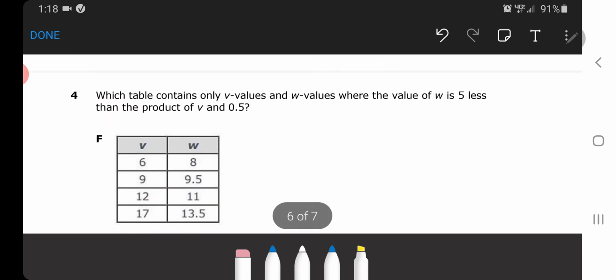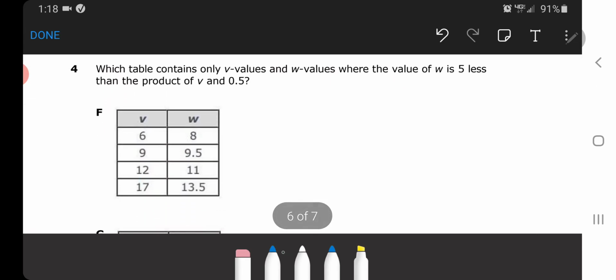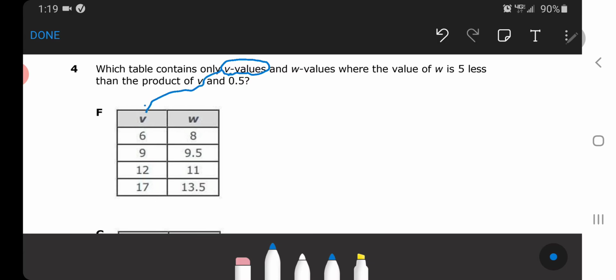Move on to the next one. Let's see here. All right, so we're going to need to translate. It says, which table contains only V values and W values? So I'm guessing here our V values are independents, kind of like our X's. And our W values are like our Y's, our dependent values.